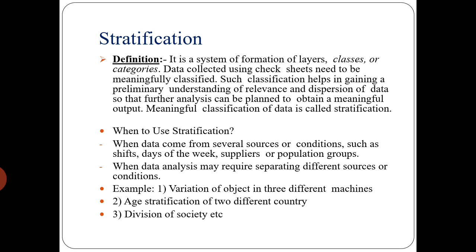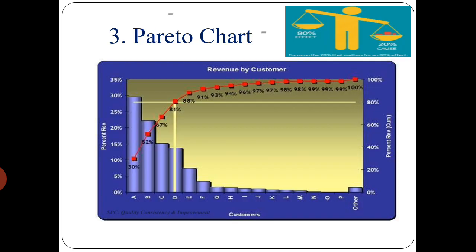When to use stratification? When data come from several sources or conditions such as shifts, days of the week, suppliers or population groups. When data analysis may require separating different sources or conditions. For example, variation of an object in three different machines, age stratification of two different countries, division of society. So whenever we need to categorize or make classes, we make use of the stratification tool.